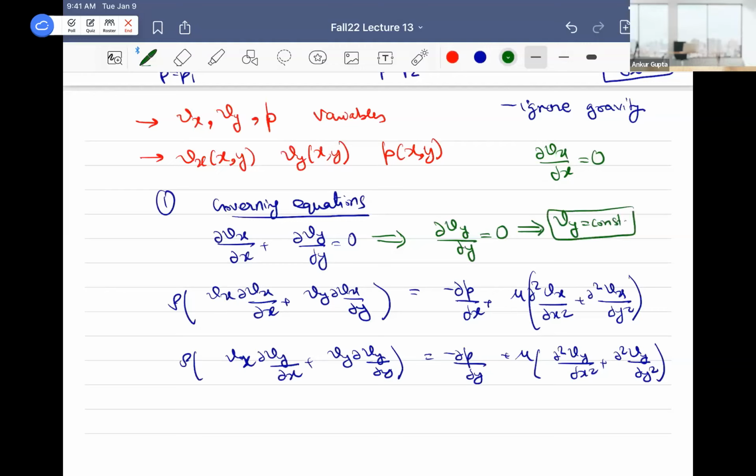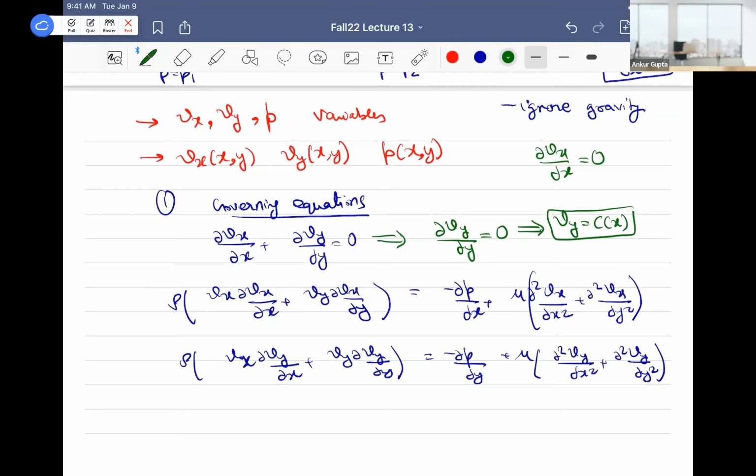Does everybody agree with this? That Vy is equal to constant, right? You disagree with this? It could be a function, right? That's a good point. So it could be a function of x. So what Saurabh is saying is that it is constant, but it could be a function of x right now.